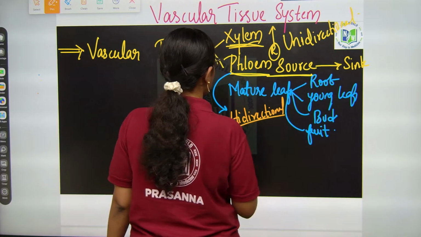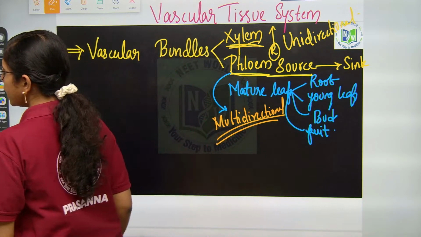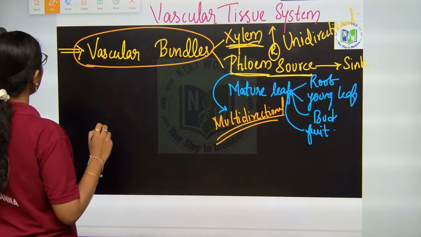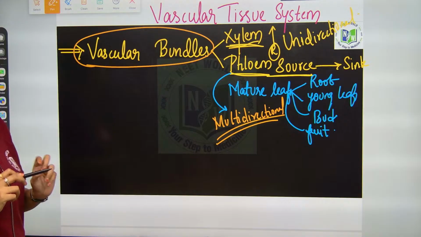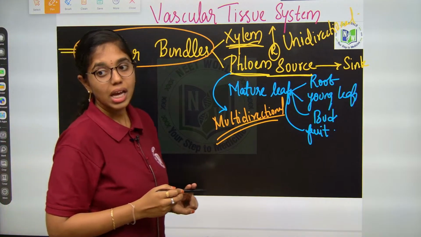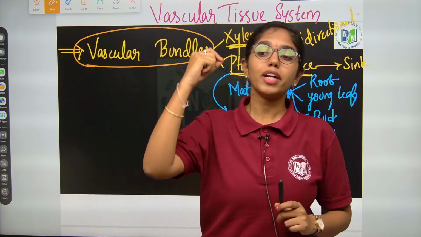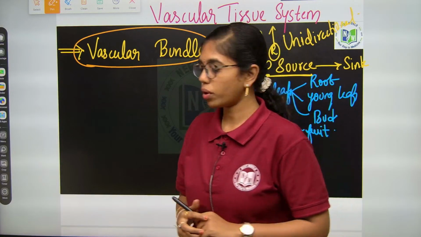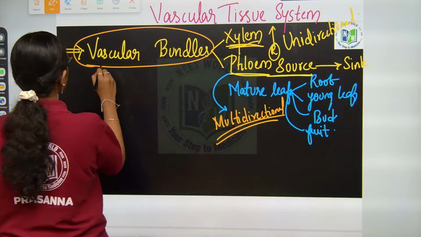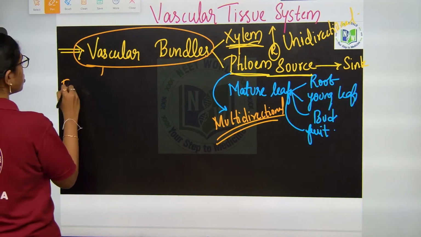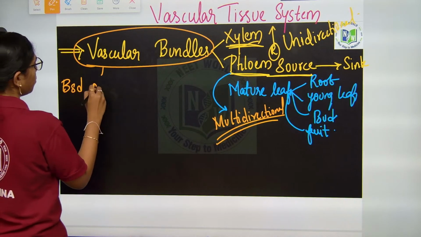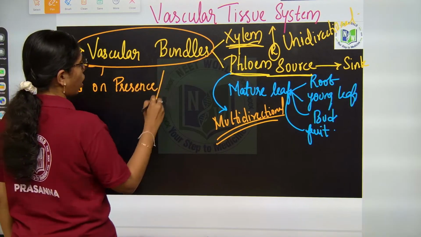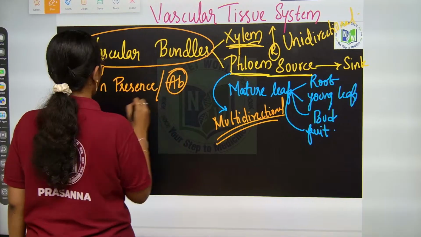Fine, right? Now see here, these vascular bundles, based on the presence or absence of cambium, there are of two types, and based on the arrangement of xylem and phloem in the stellar region, they are again of two types. First we will see based on the presence or absence of cambium.